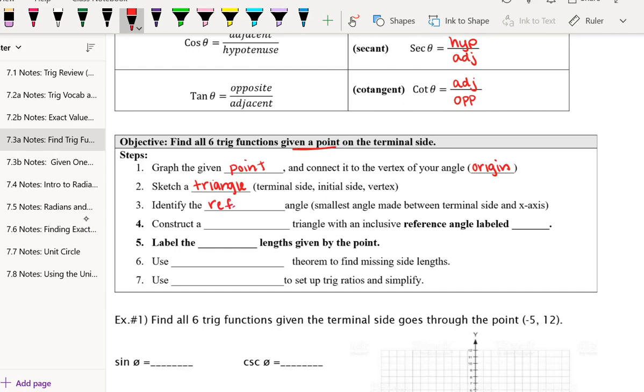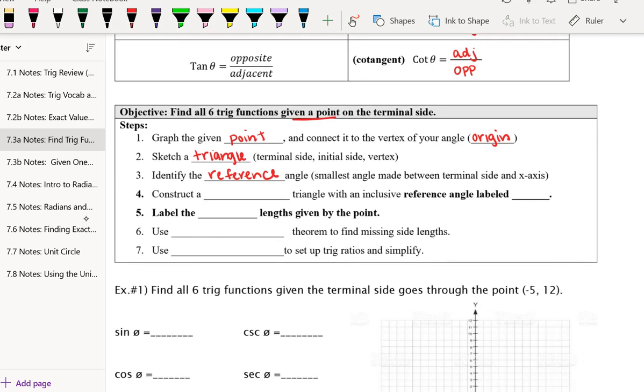We're going to identify our reference angle. Remember, the reference angle goes to the x-axis, because if I know the reference angle, I can use right triangles to help me find the legs of the triangle. And then we're going to construct a right triangle with the inclusive reference angle labeled theta.